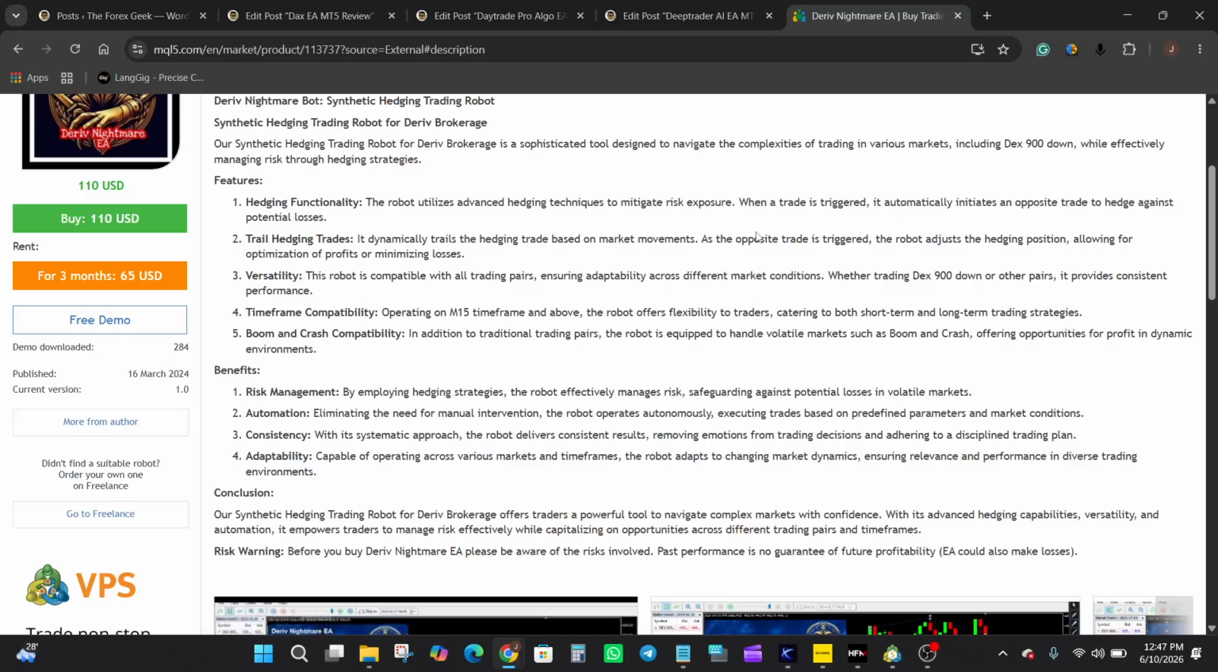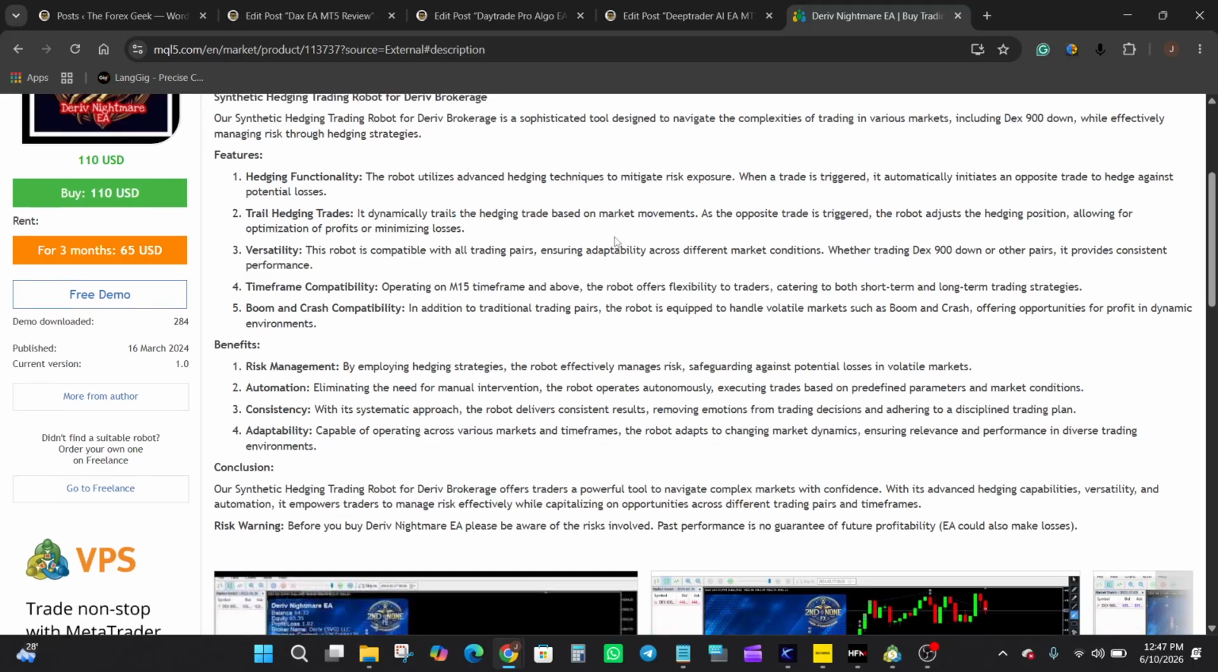depending on price movement. Moving further, the EA is described as being versatile across different trading pairs and market conditions. It is designed to work on M15 time frame and above, which gives some flexibility depending on how the trader chooses to apply it. It also mentions compatibility with volatile instruments like boom and crash, which are known for sharp price movements. So the system is clearly designed with high volatility environments in mind.